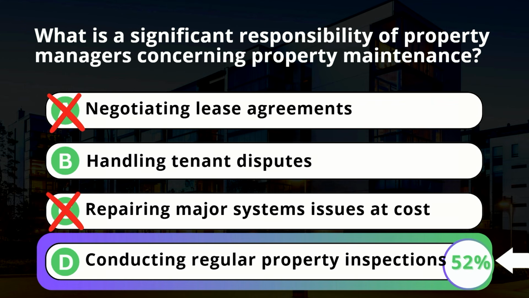Now, handling tenant disputes is a good answer, letter B here. However, the most correct answer in this particular question would be conducting regular property inspections. So the community is on target to get this correct. However, make sure you understand that negotiating lease agreements and repairing major systems issues at cost are important, but a little bit less important than conducting regular property inspections for the landlord to make sure that there's nothing missing or any deferred maintenance that needs to be addressed.